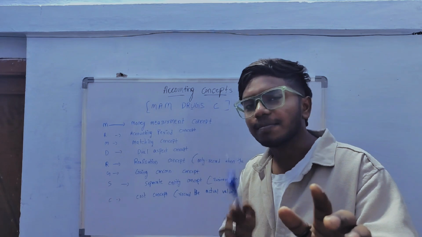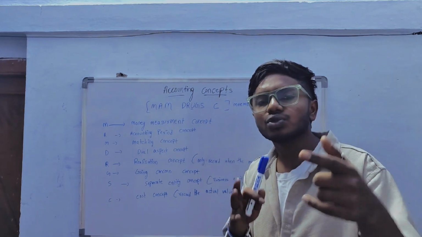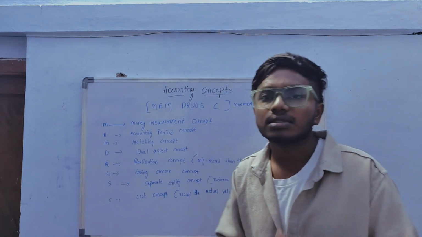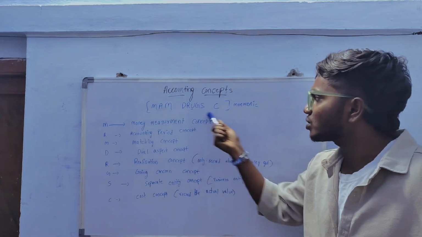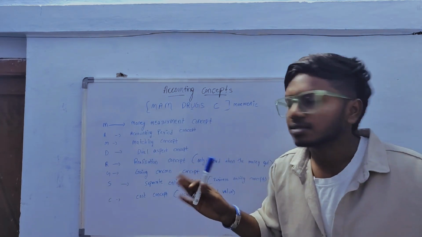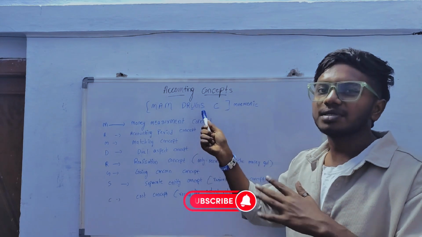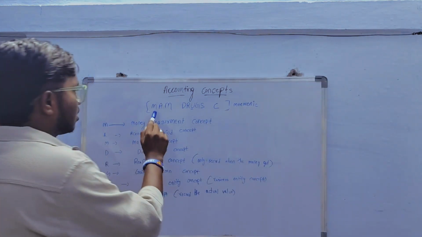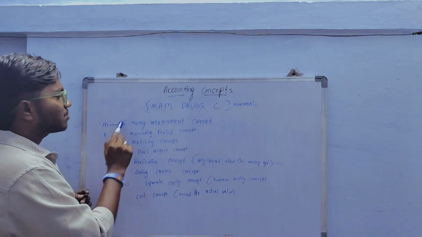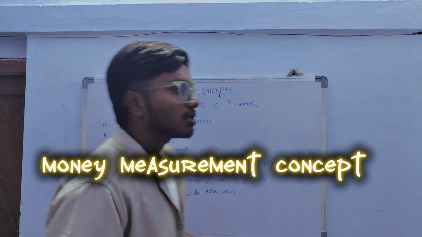If you want to get more marks in the examination, you should learn in an unorthodox way instead of the orthodox way. This is the unorthodox way: making a mnemonic. It is a mnemonic to remember the accounting concepts. Forget about the U, I kept this for pronunciation. In MAMDRAXI, the first M stands for money measurement concept.